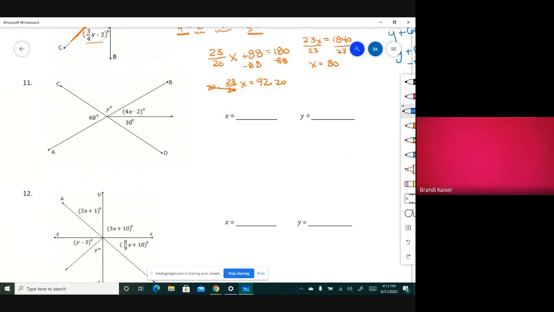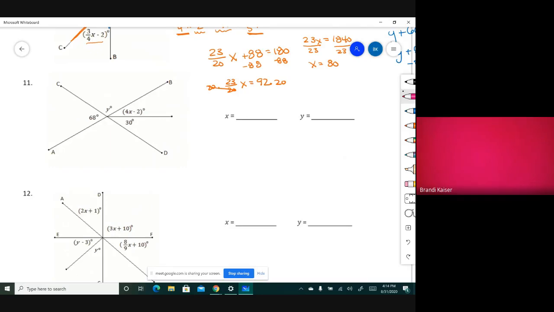All right, number 11. So we have another X and Y thing going on here. What would be the best way to go about this? I see some linear pairs. I also see some vertical pairs. So it all depends on what you see based on how you want to solve.